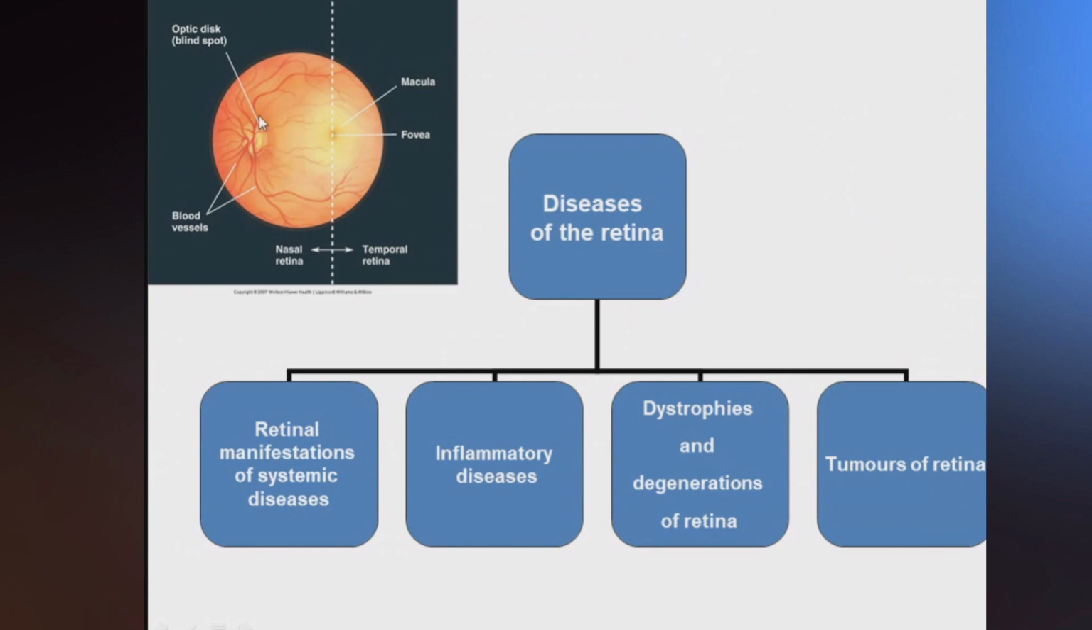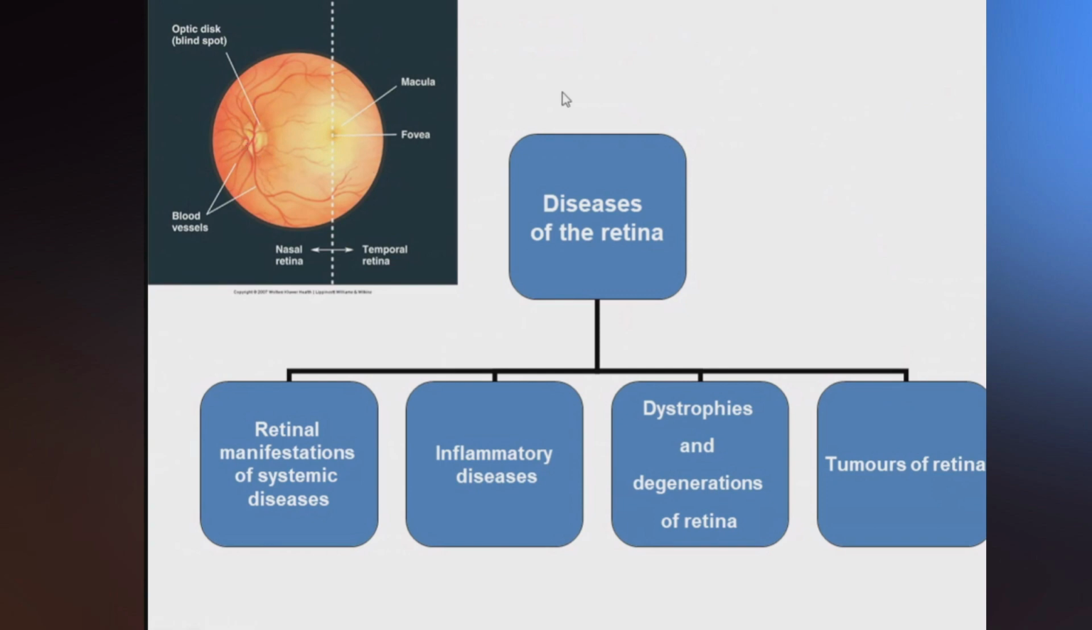We see the optic disc. We have already discussed this, and this is the retina. We can see the macular area, the exact center of the macula, the fovea. We can see vessels, veins, and arteries.